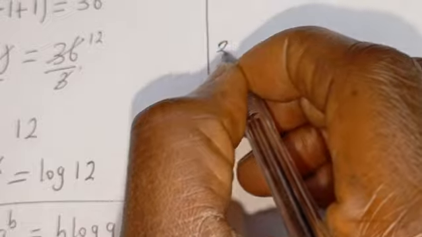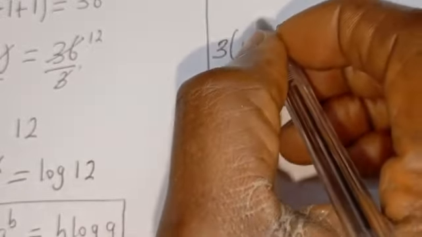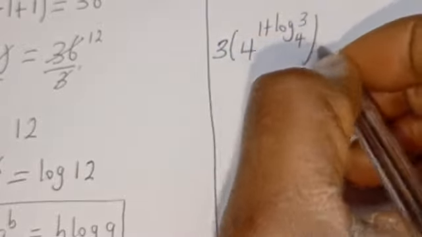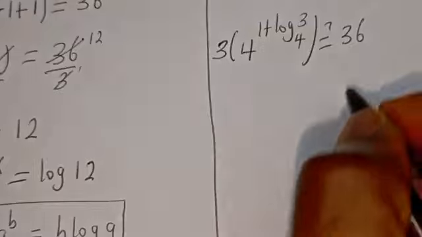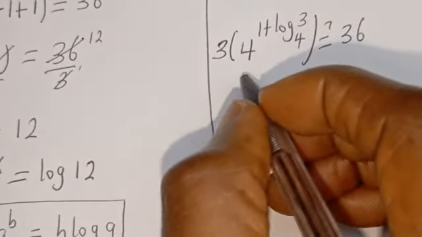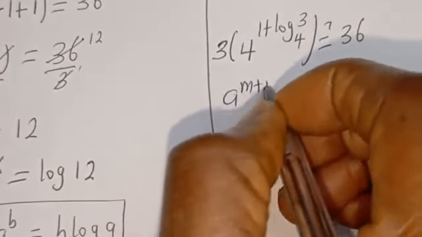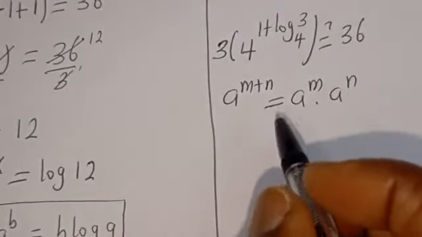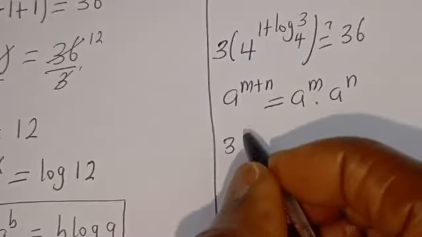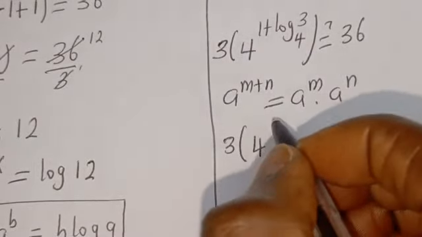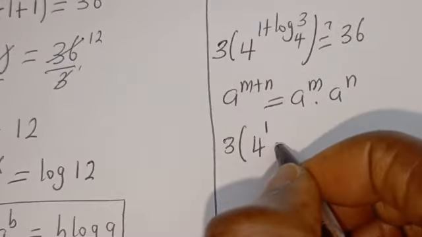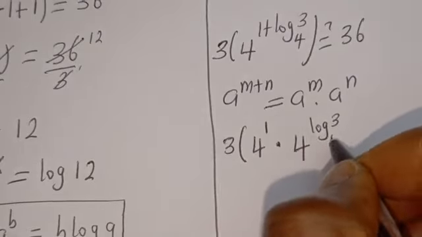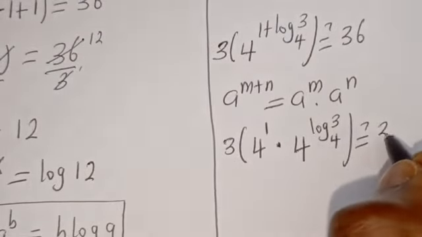Then we have 3 bracket 4 to the power of 1 plus log 3 base 4 must be equal to 36. Now, take note of this, that if you have a to the power of m plus n, this is equal to a to the power of m multiplied by a to the power of n. And this becomes 3 bracket 4 to the power of 1 multiplied by 4 to the power of log 3 base 4 must be equal to 36.